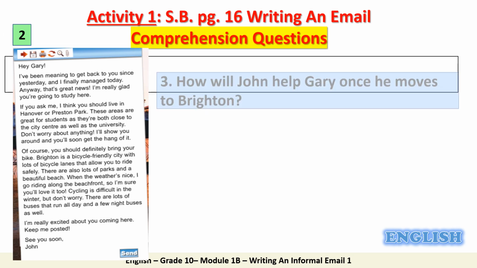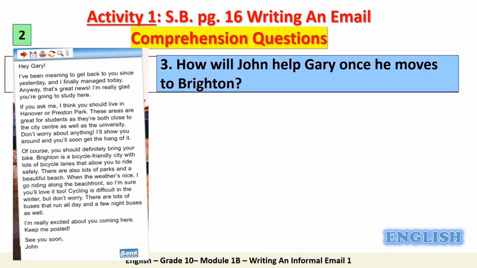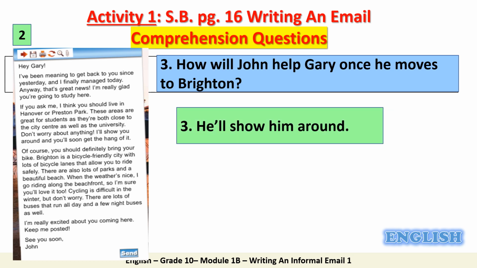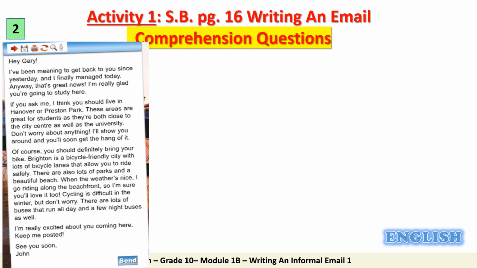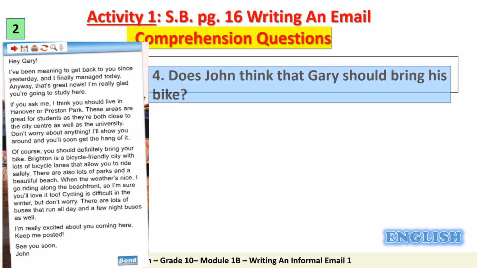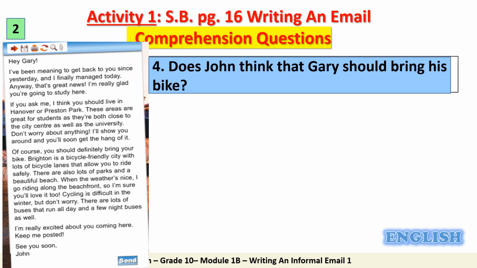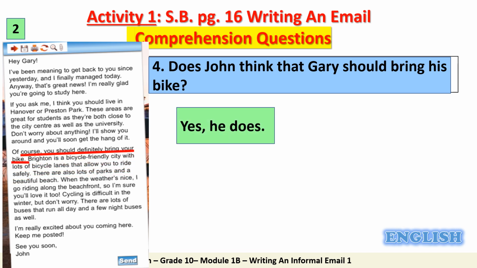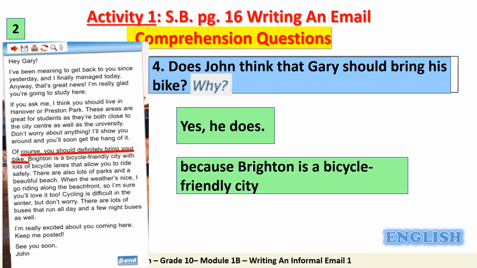Question number 3. How will John help Gary once he moves to Brighton? He will show him around, and this is our evidence. Question number 4. Does John think that Gary should bring his bike? Yes, he does. And this is our evidence. Why? Because Brighton is a bicycle-friendly city, and this is the evidence too.